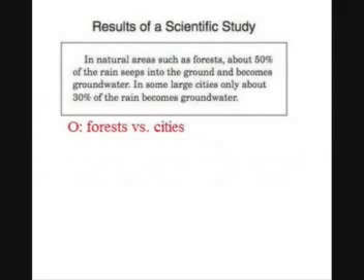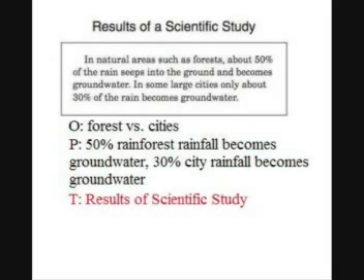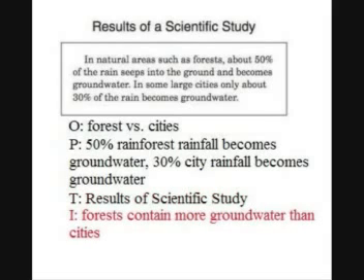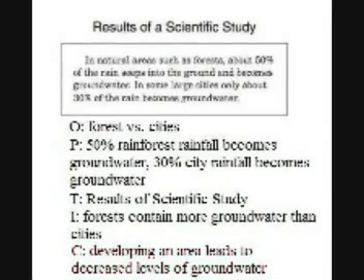I'll start with O. At first glance, the problem seems to be a comparison on the amount of rainfall that's absorbed. Next, I'll identify facts and details for P. It says here that 50% of rainfall in the rainforest seeps into the ground and 30% of rainfall becomes groundwater in large cities. The next letter is T, so I'll look at the title. The heading of this graphic is Results of Scientific Study. I is all about making connections between parts. From this visual, I know that the rainforest holds more groundwater than large cities. Therefore, I can conclude for C that developing an area leads to a decrease in the amount of groundwater.